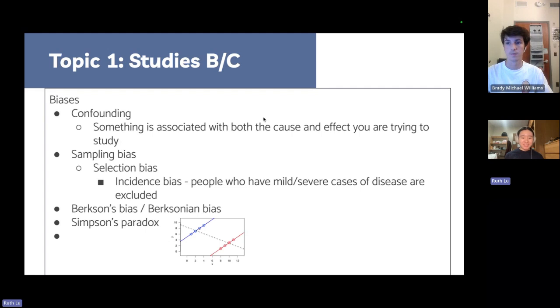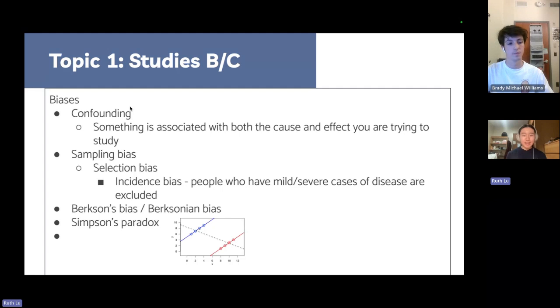So obviously we have all these great studies, but studies are imperfect, especially since these are observational studies rather than experimental studies. So there are going to be all sorts of biases that we need to think about. The big one is confounding. You have probably heard of this one.